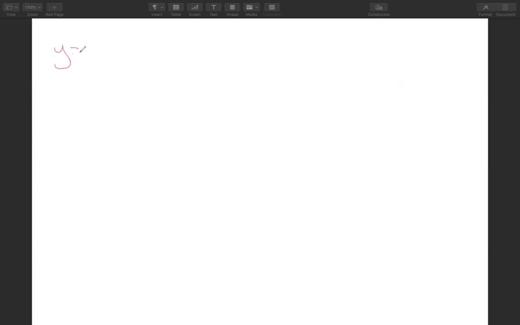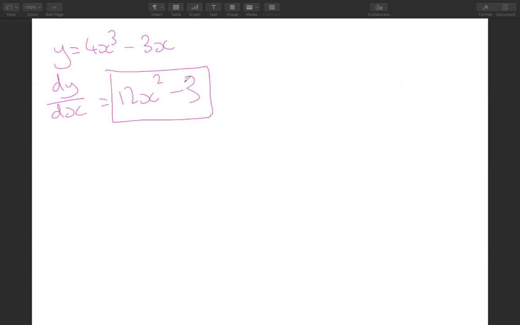If I said that y equals 4x cubed minus 3x, the derivative of this is what? 12x squared minus 3. This is important. This is what it actually means. This is the equation of the gradient of that function. What does gradient measure? Steepness. Rise over run is only true for a linear equation, but the gradient measures the steepness of a graph.